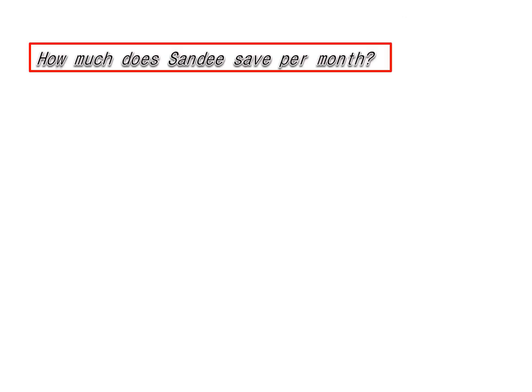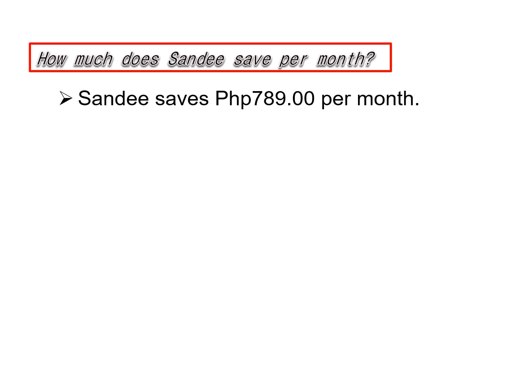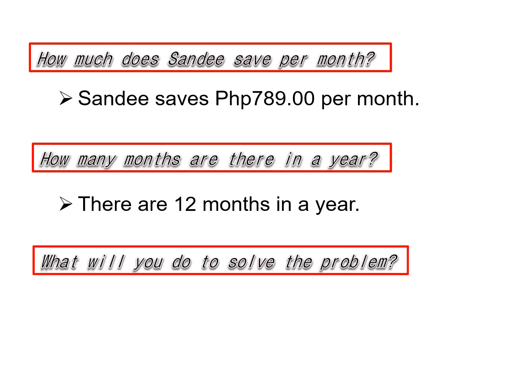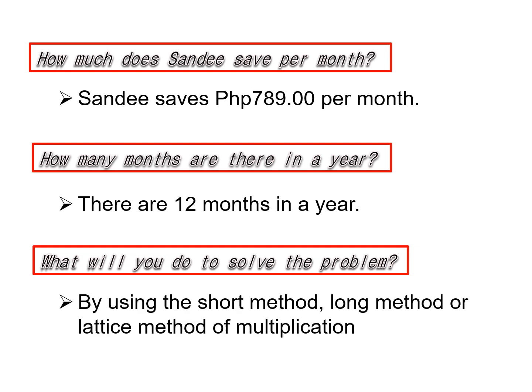How much does Sandy save per month? Sandy saves 789 pesos per month. How many months are there in a year? There are 12 months in a year. What will you do to solve the problem? By using the short method, long method, or lattice method of multiplication.